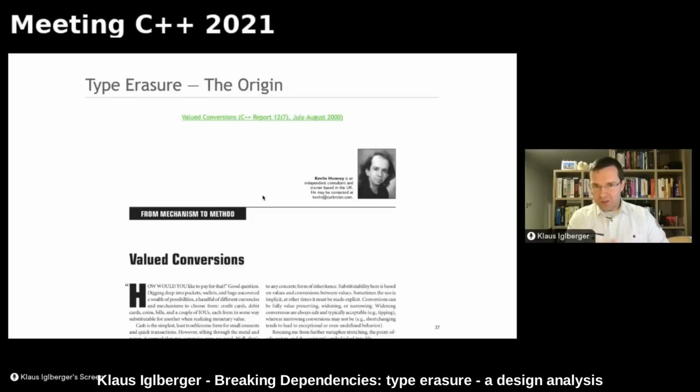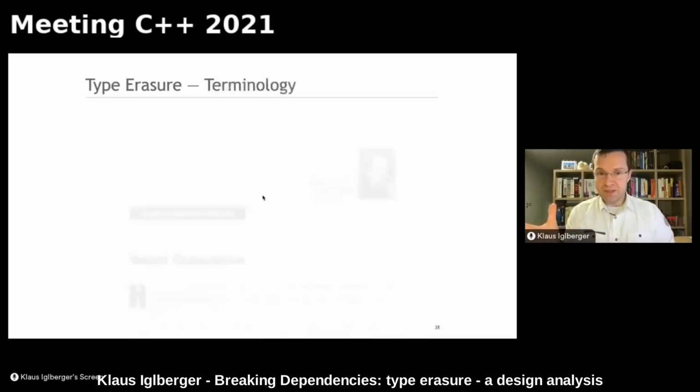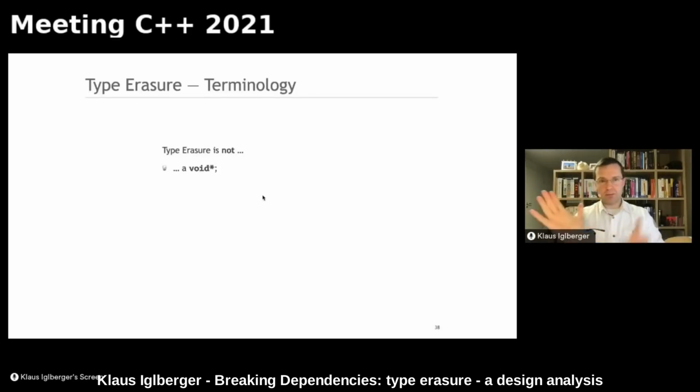Now, just because the term type erasure might be something that you've heard differently before, what is type erasure and especially what it is not? So type erasure is not a void pointer. Now, a void pointer is a void pointer. This is not a technique. This is not a design. It's a pointer to no type. It's also not pointer to base. That's what we call a base inheritance relationship. That's not type erasure. And for me personally, most importantly, type erasure is not a variant.